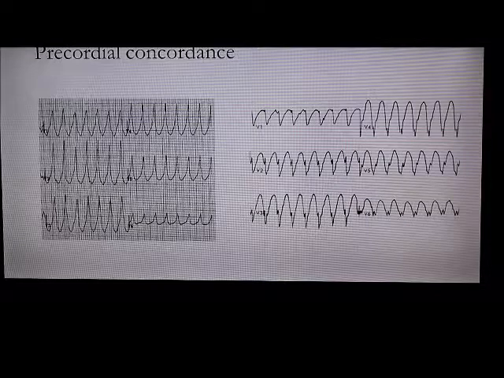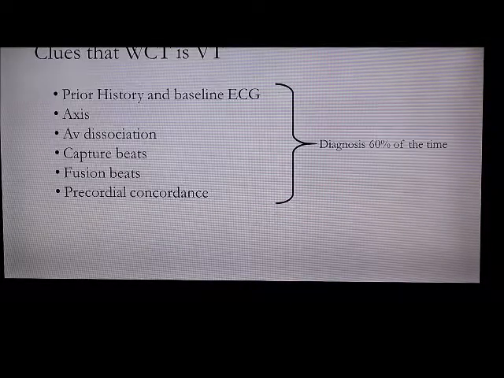Precordial concordance. If the QRS direction is the same in all the leads, this goes with VT. So if it's all positive or all negative, this goes with VT. Usually you see right or left bundle branch block, so it would be, for example, positive in V1 and negative in V6. But if they're all in the same direction, this is most likely VT. So if you actually do all these things, you will reach the diagnosis up to 60% of the time.